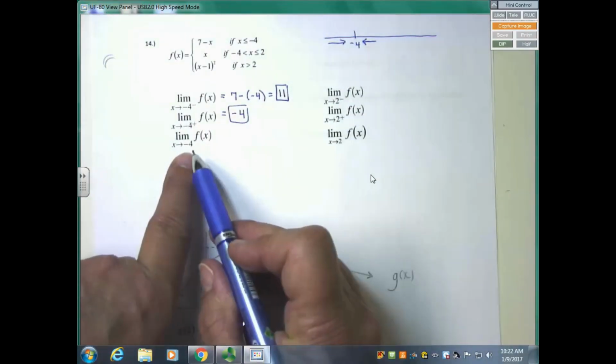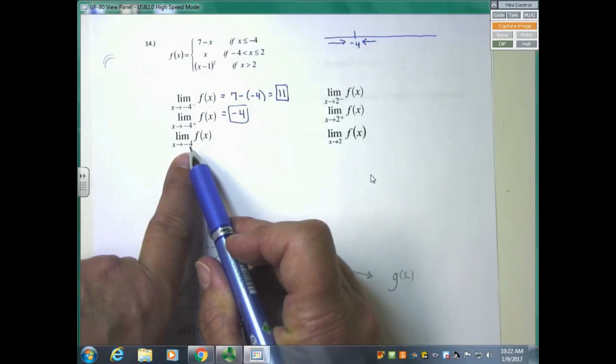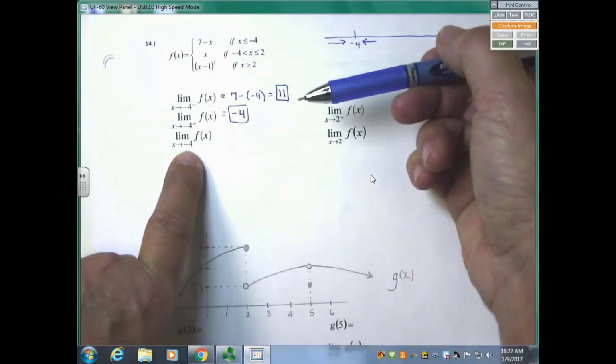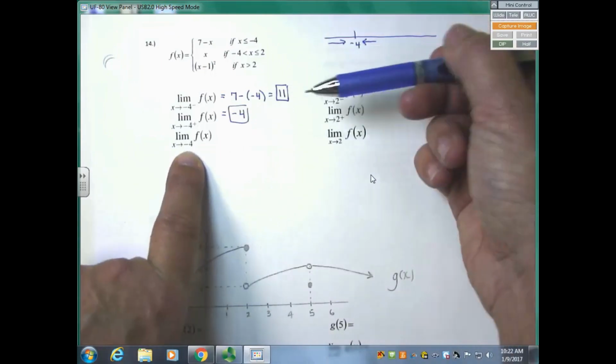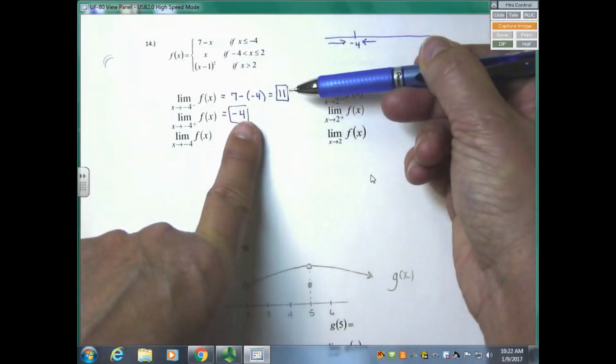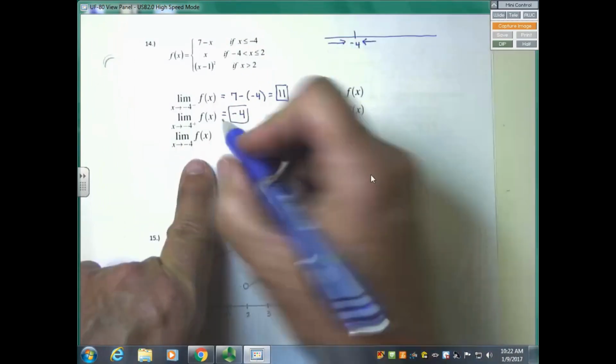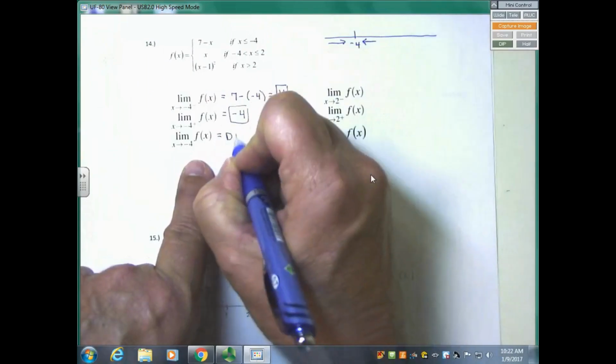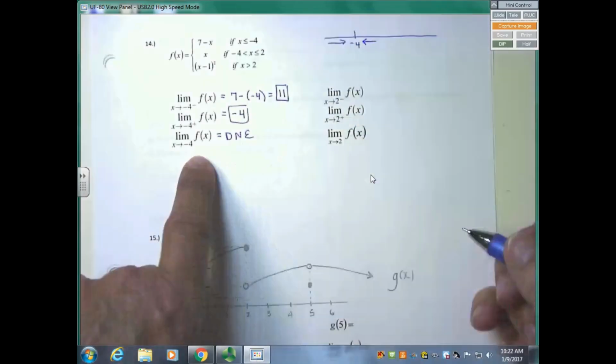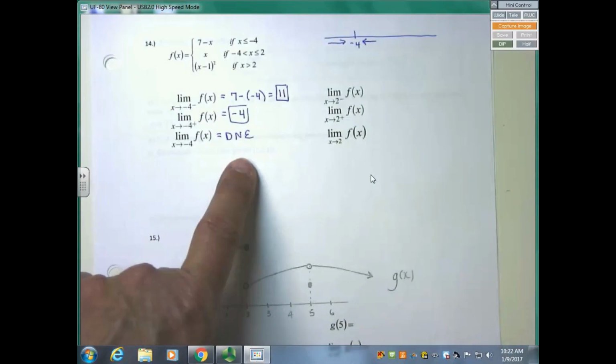Now, what is the limit as x approaches -4? Remember, the limit as x approaches -4 is only going to exist if the limits from the left and the right are the same. They are not the same, so therefore, this does not exist. That's that theorem that we looked at on the previous page.